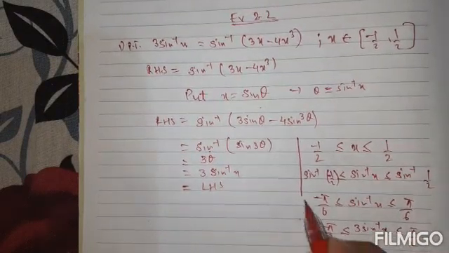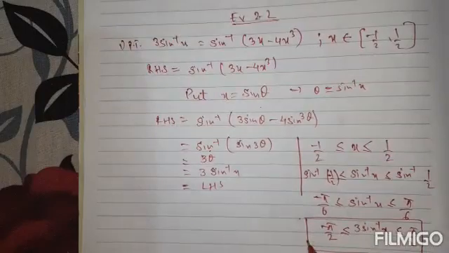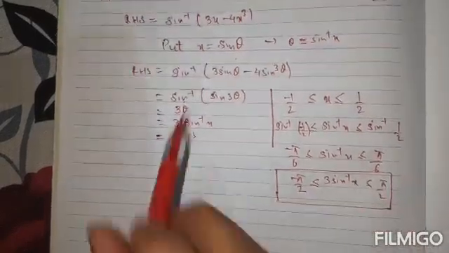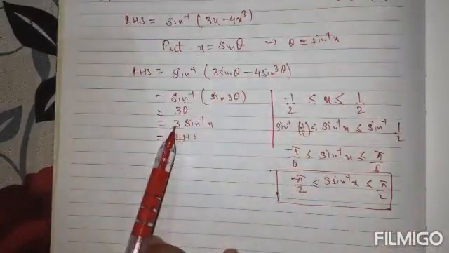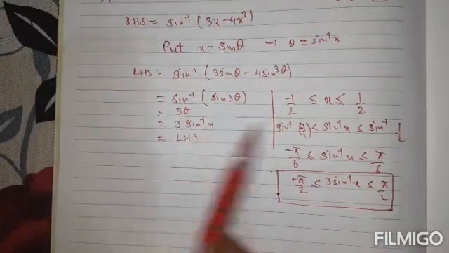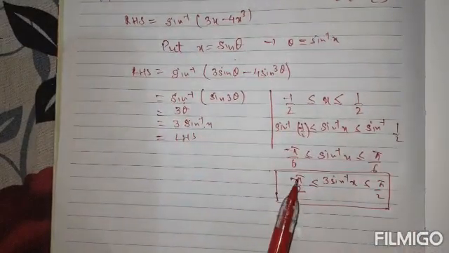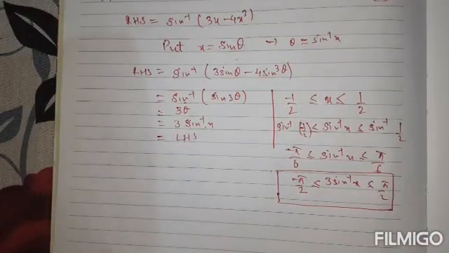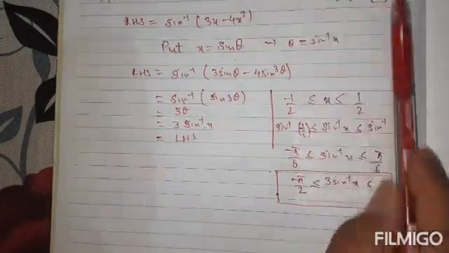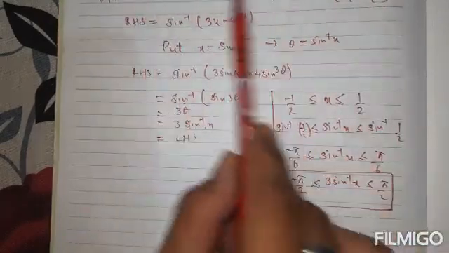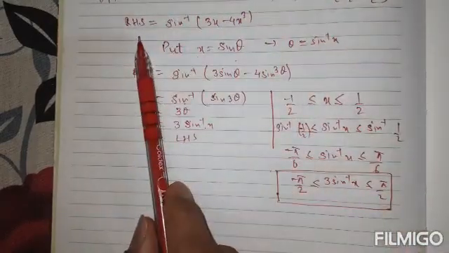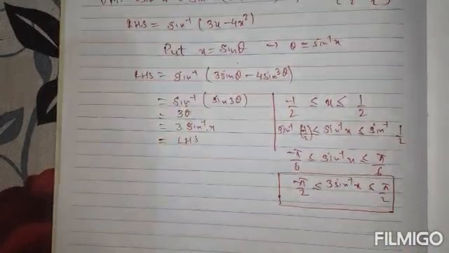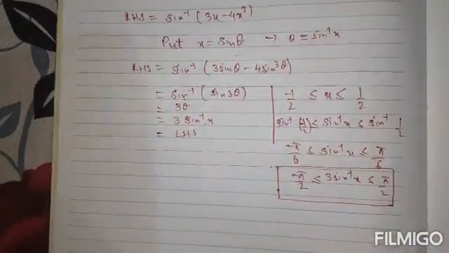So after taking x as sine theta, 3 sine inverse x still lies between minus pi by 2 and pi by 2, which is the principal branch of the sine inverse function. That means if x lies in this interval, then this formula is valid. That is what we had to prove here, so it is proved.